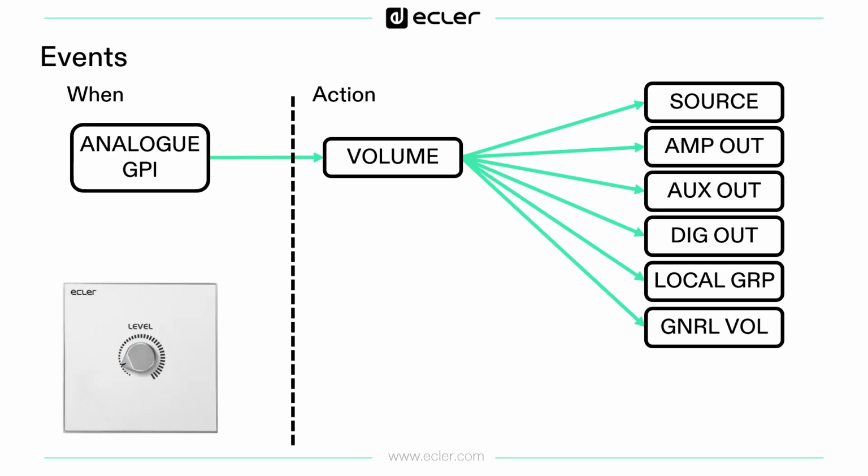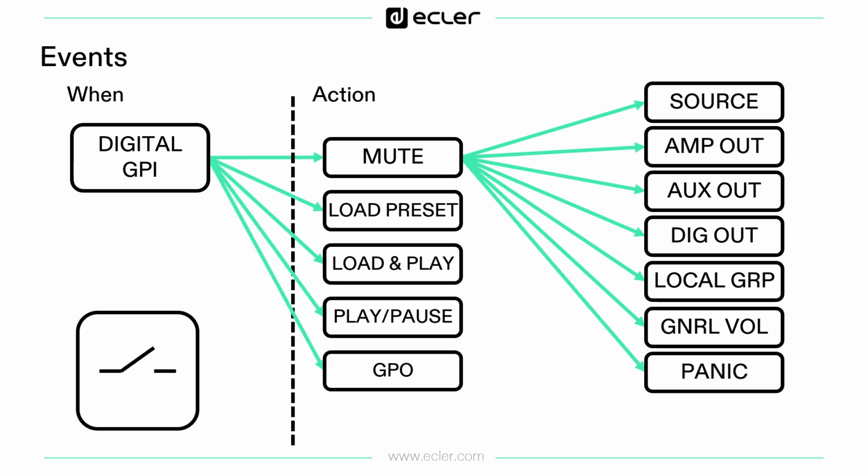There are events where you assign a GPI to a volume of a source, output, local group, or general volume. This GPI should be configured as analog in the settings menu. Events where you can use a GPI configured as digital in the settings menu to, for example, control a mute of a signal or all of them at the same time with the panic option.